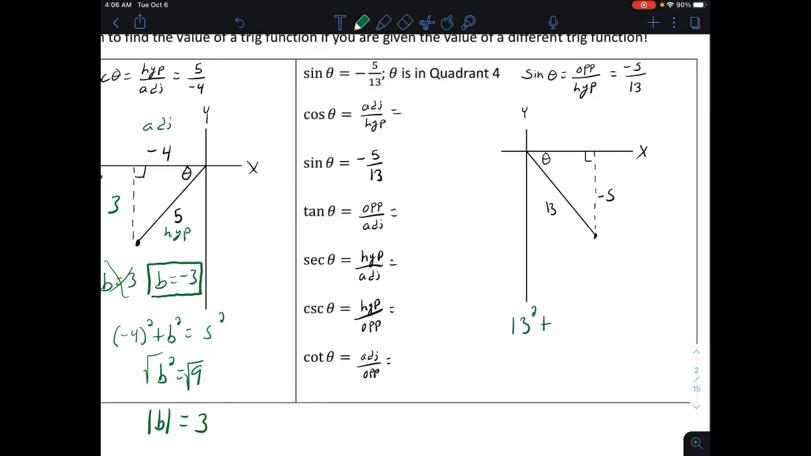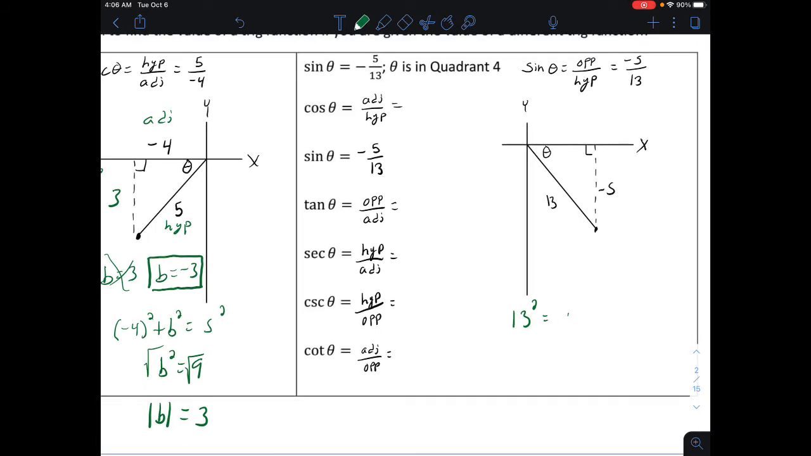So 13 squared equals leg squared plus leg squared. So 169 is equal to a squared plus 25. And you wind up getting to 144 is equal to a squared. Now, just like the other problem, I take the square root of both sides. That's going to give me 12 is equal to the absolute value of a. And so a, that leg, could be positive 12 or a could be negative 12.